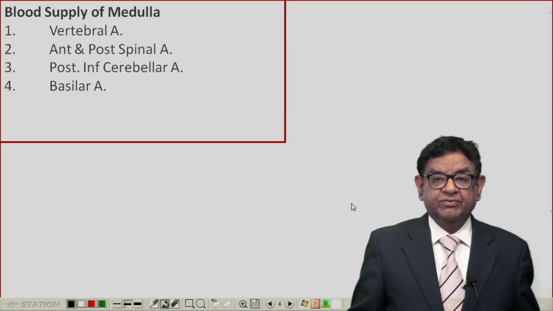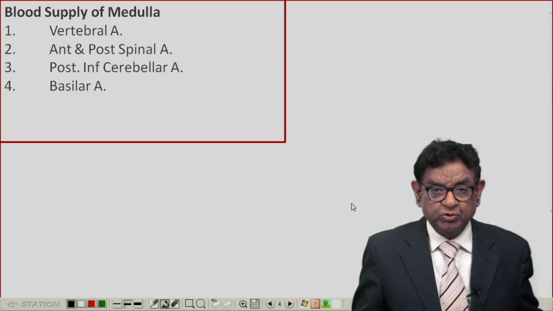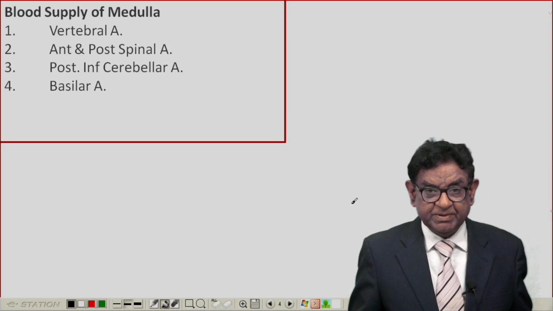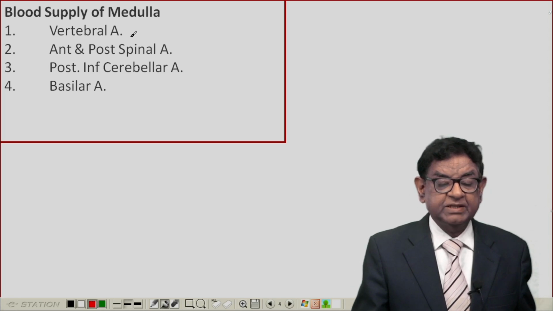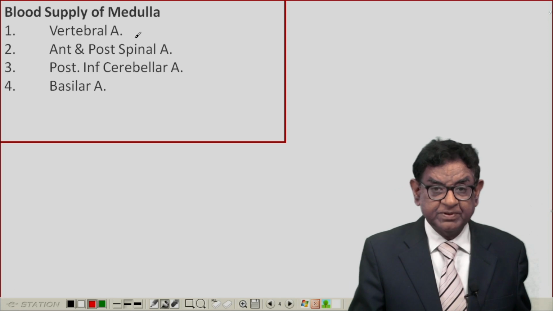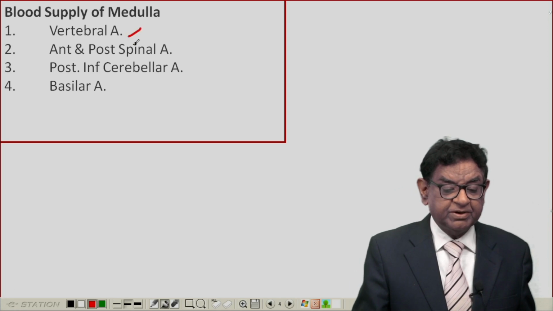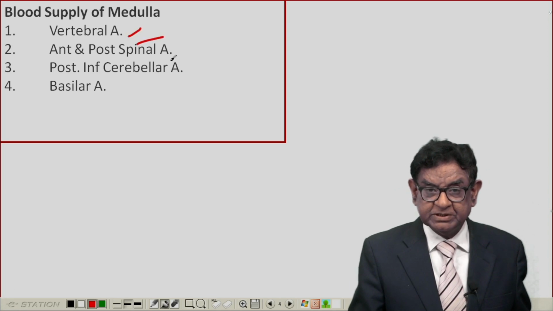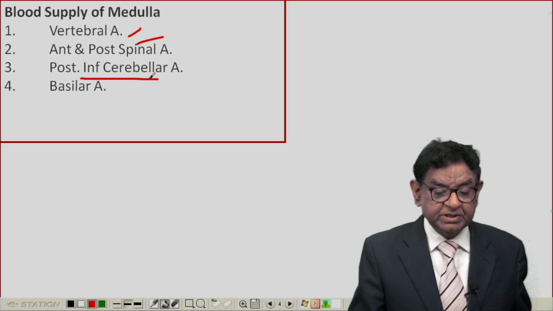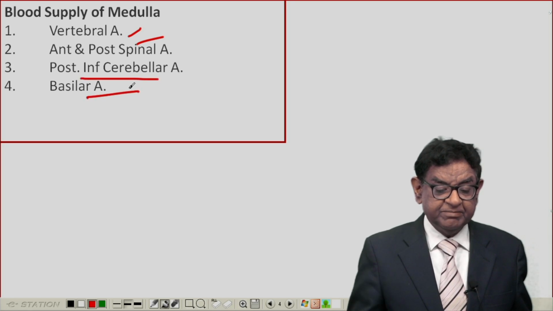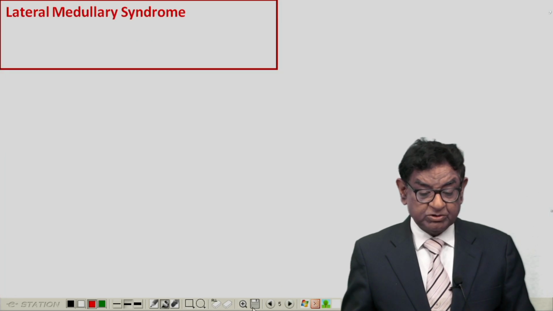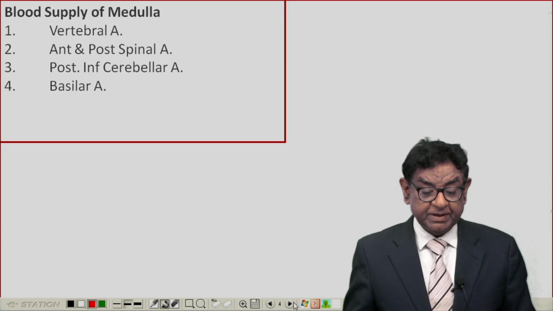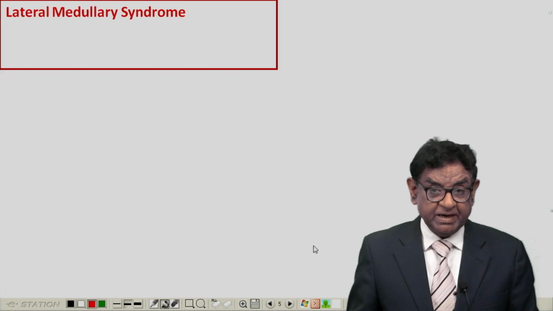Now, when we talk about stroke in the brain stem, first thing is the medulla oblongata. So let's have a quick recall. What are the arteries which are supplying the medulla? The vertebral artery, anterior and posterior spinal arteries, posterior inferior cerebellar artery, and basilar artery. So now let's talk about what happens in lateral medullary syndrome.